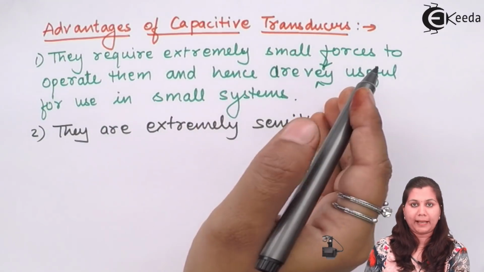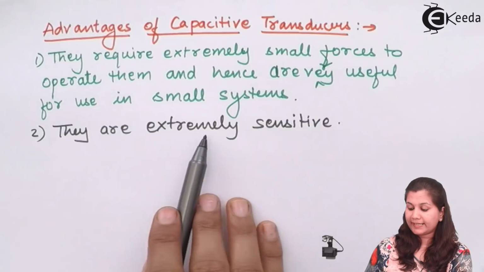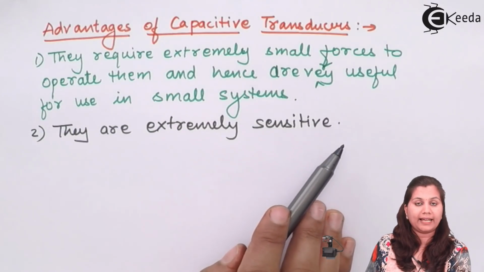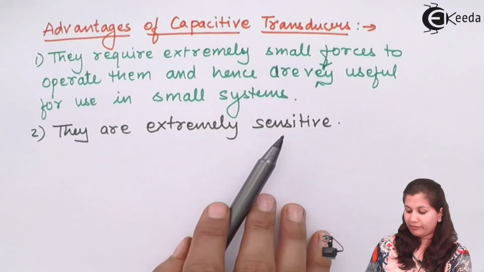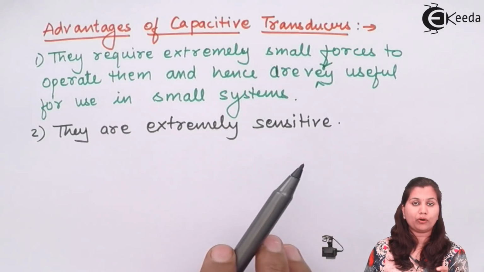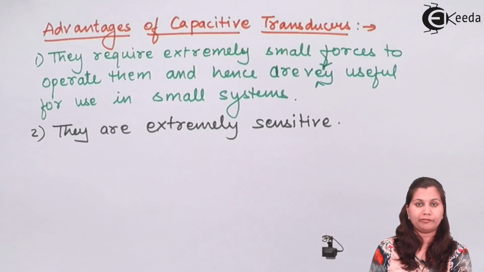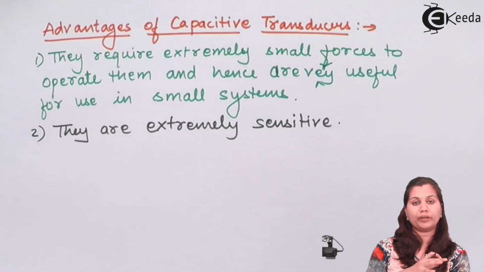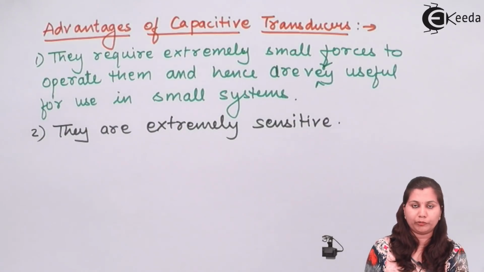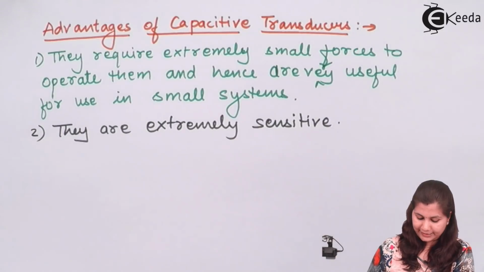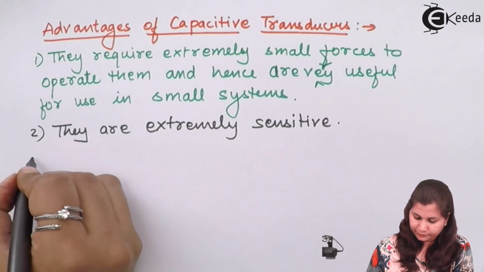The next advantage of capacitive transducers is that they are extremely sensitive. They are highly sensitive devices, so they can be used for very small measurements also, because for small differences or small changes they are going to produce a large output. So they are highly sensitive.